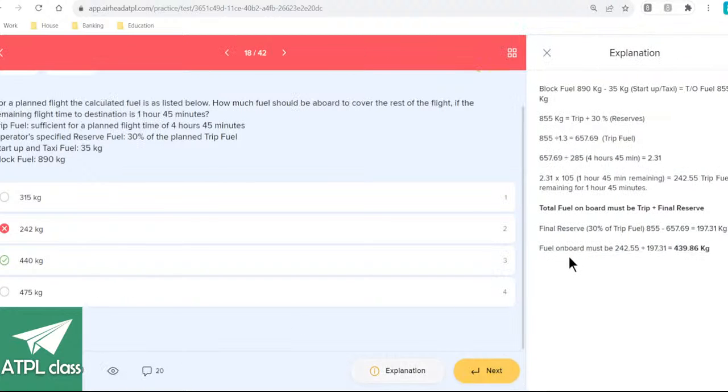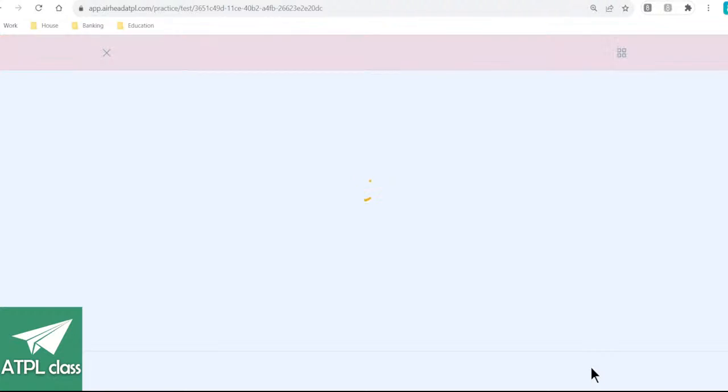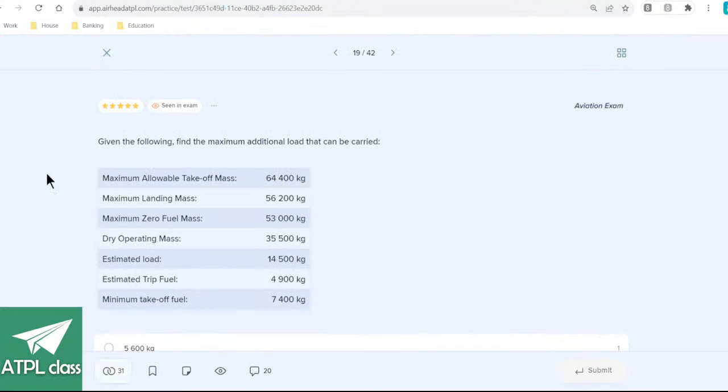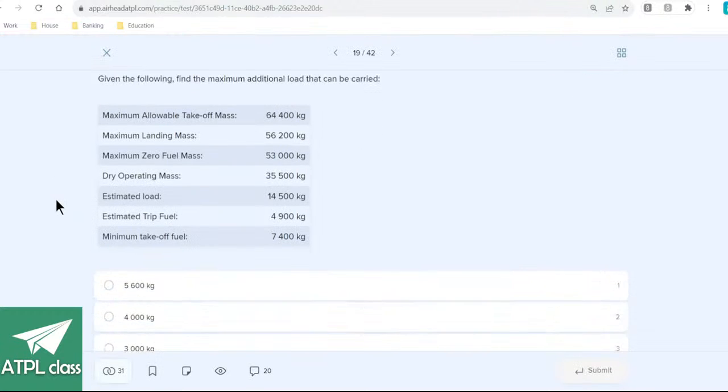Block fuel 809, take off fuel, yes. Divided by 1.3, not times 1.3, yes, of course. That's where I went wrong. Oh well. Next. Given the following, find the maximum additional load that can be carried.